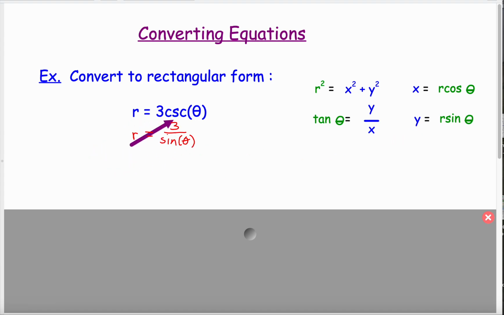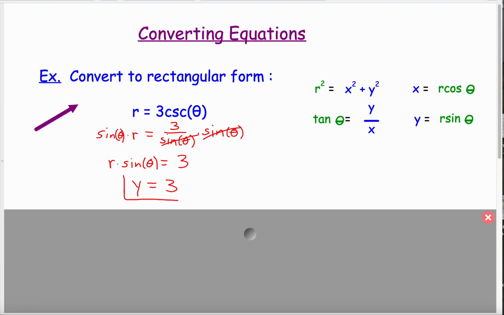Well, but algebraically, I know that I could manipulate this equation. If I multiply both sides by sine, then I'd be in business. Because I'd have r times the sine of theta, doesn't matter which order I write that, multiplication is commutative, equals 3. And now I say, wait, r sine theta is the same as y. So I can rewrite that as y equals 3.